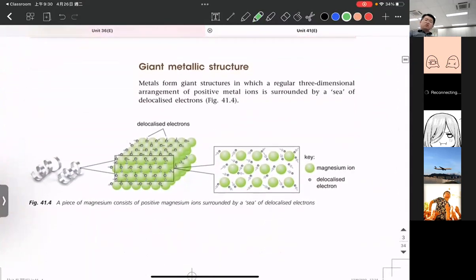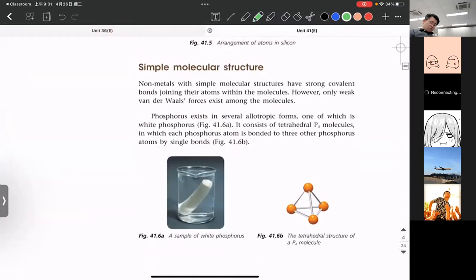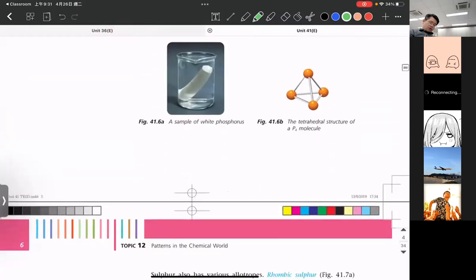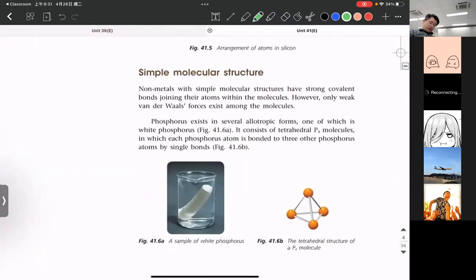So we visit all those giant metal structures with a diagram. Just remember that this is Mg2 plus. Those localized electrons come from where? Outermost shell electrons. Giant covalent structure between atoms is rather strong, while the molecular structure depends on the structure. We would like to revisit that too.